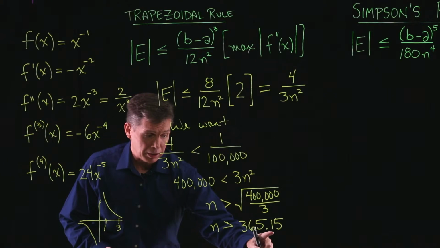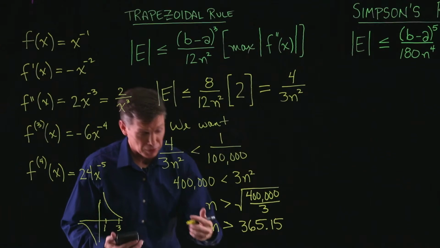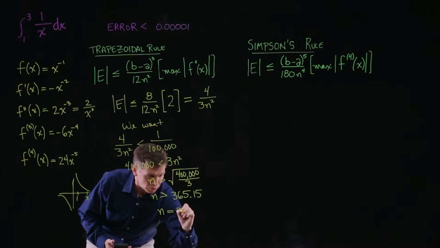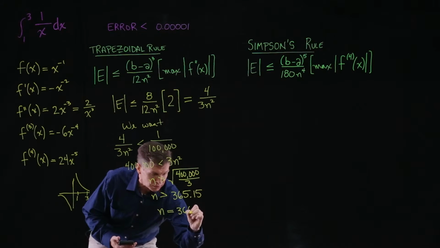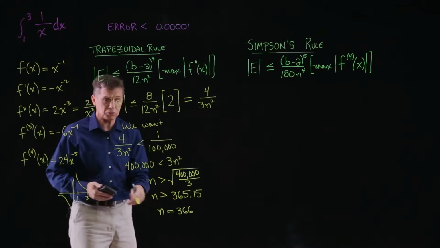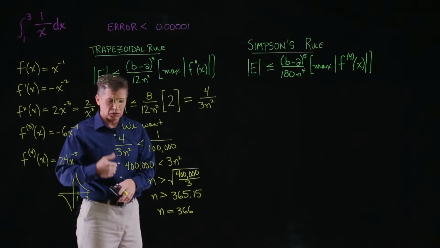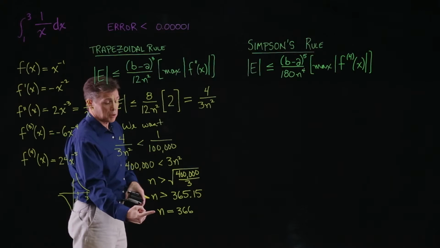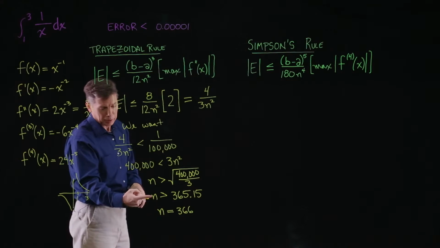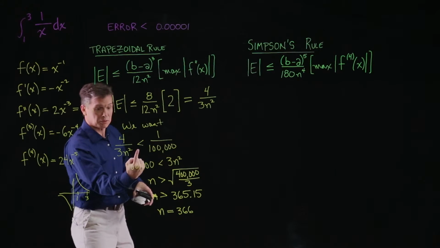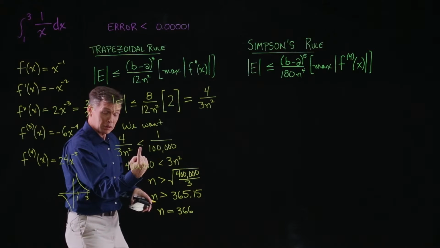Even if it doesn't look like it should round up, what I'm going to say as a final answer is that n equals 366. So I don't care how many decimal places you go to, because you're always going to go up. And the reason for that is that if I get up to 366, which I know is a little bit bigger than the number that I just had in line before, I know that I'm going to be satisfying this inequality.